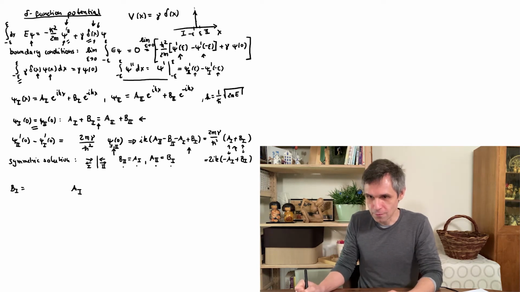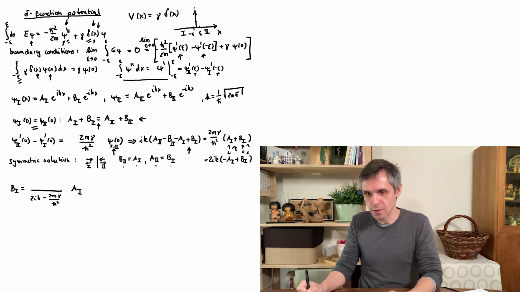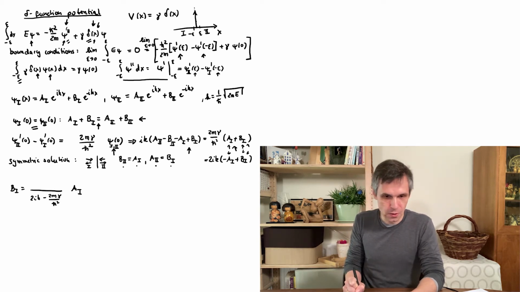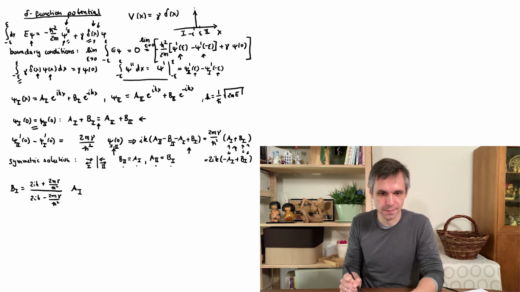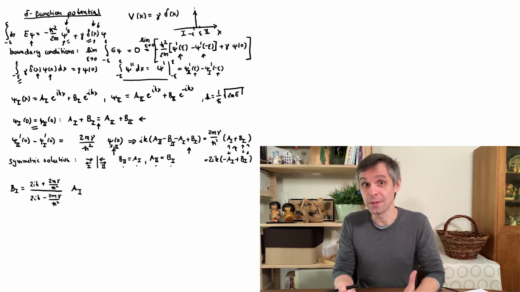Well, what will be in front of b1 when I move it to the right-hand side? Well, there will be 2ik minus 2m gamma divided by h bar squared. And in front of a1 on the left-hand side, I will also have 2ik, but now plus 2m gamma divided by h bar squared. So this is one possible solution, and it is actually a very interesting one.